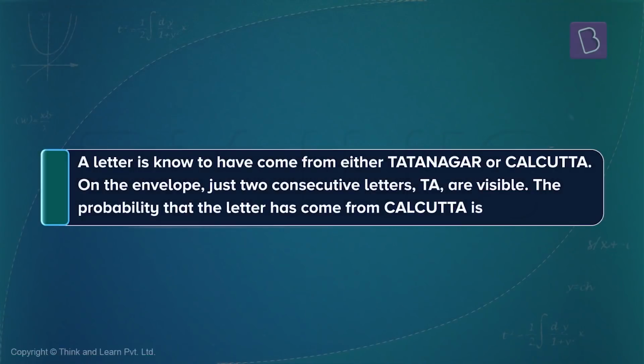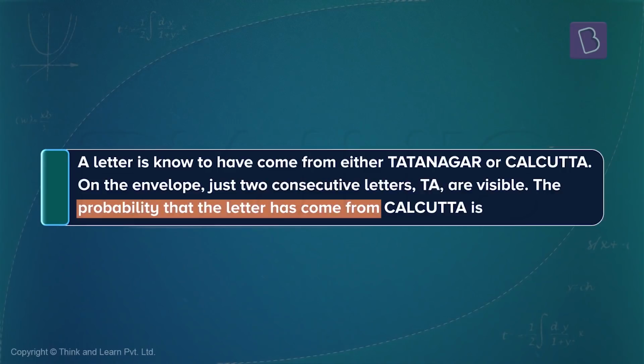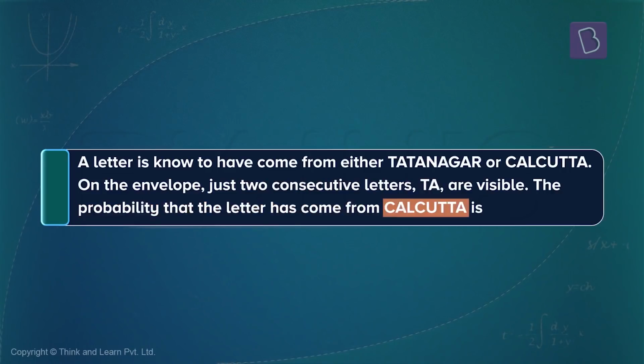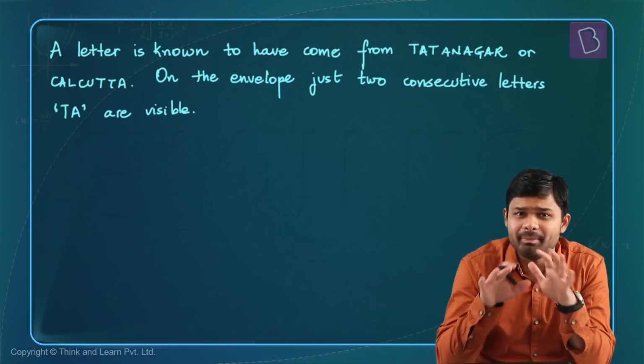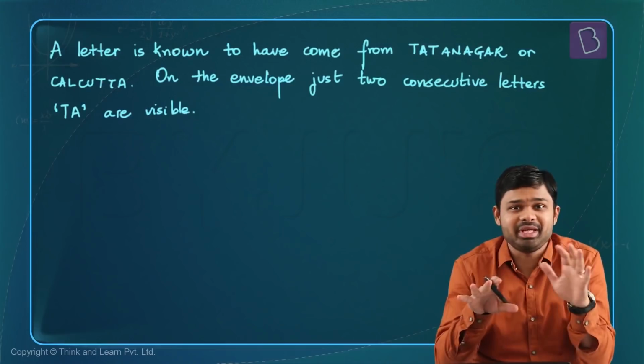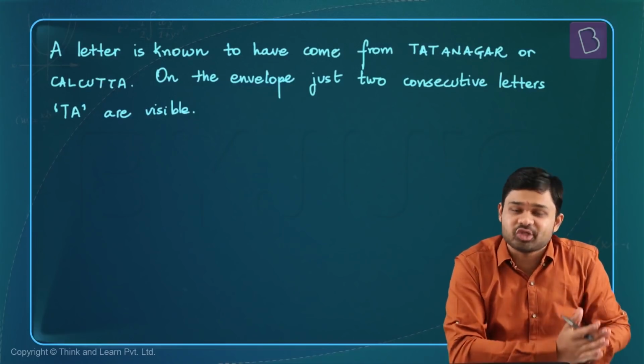In this question, there is a letter which is known to have arrived from either Tatanagar or Calcutta. All that can be seen on the envelope which contained this particular letter are 2 consecutive letters T and A of the English alphabet. The objective in this question is to find out the probability that this letter has arrived from Calcutta. So how do you solve this question? Well, this is a typical Bayes theorem question. That should be enough clue for you to actually go and solve this question.